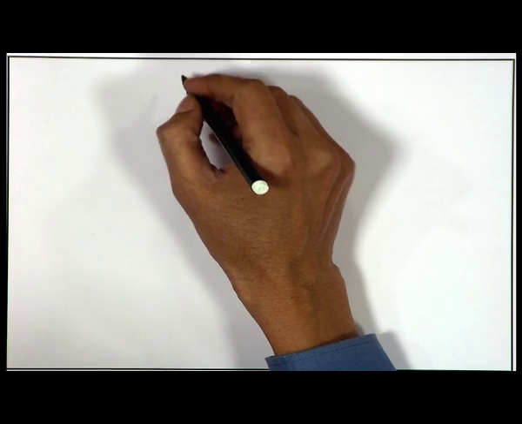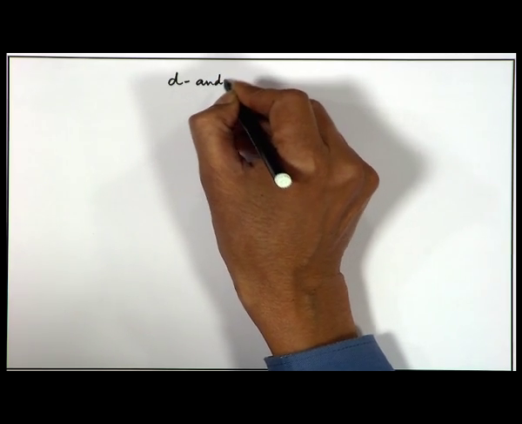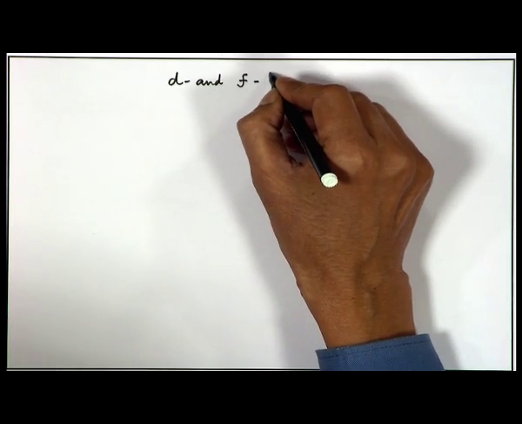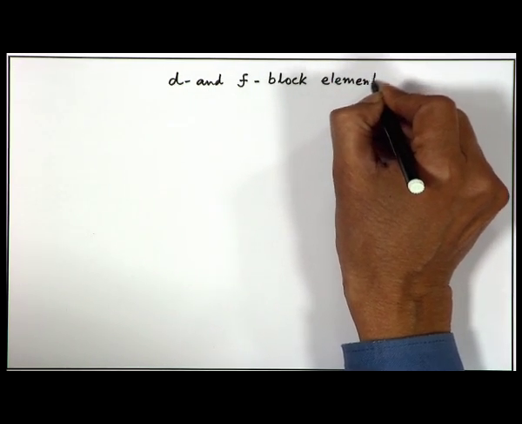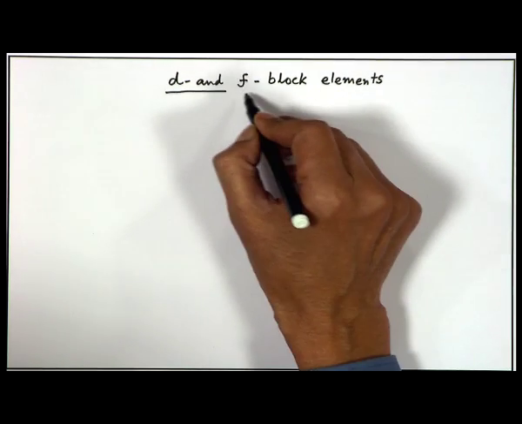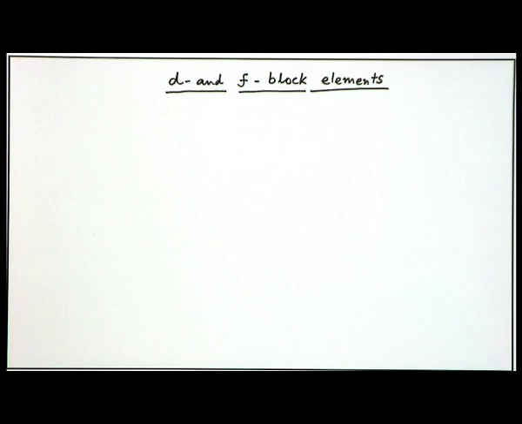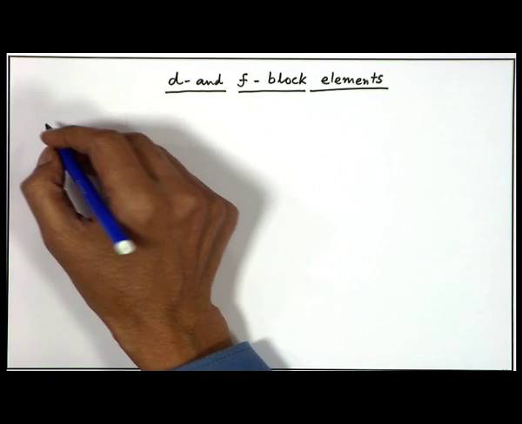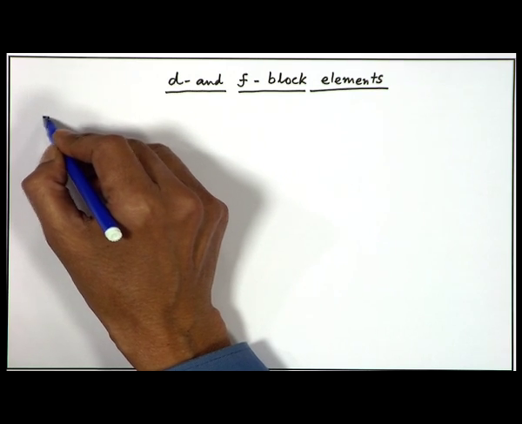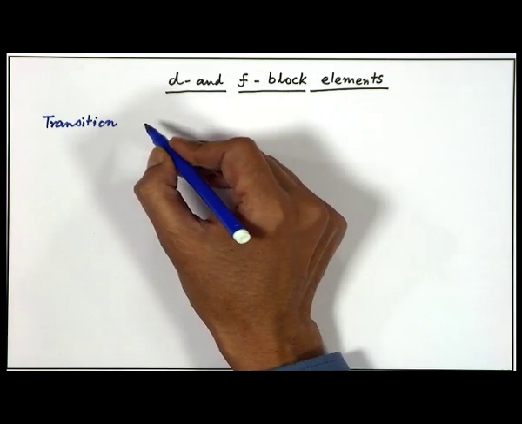Good morning everybody. Today we will be starting on another chapter, which is D and F block elements. So, what are these elements particularly we should know, and what are their positions? Another name for these block elements is transition elements. So, one important definition for this is transition.